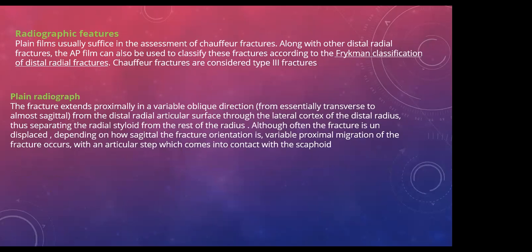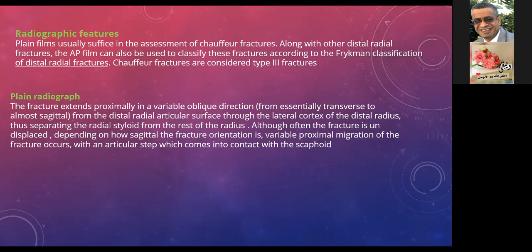Plain film is usually sufficient for assessment of Chauffeur fractures, as with other distal radial fractures. The AP film can also be used to classify this fracture according to the Fernandez classification of distal radial fractures. These fractures are considered type 3 fractures. The fracture extends proximally in a variable oblique direction, from essentially transverse to almost sagittal, from the distal radial articular surface through the lateral cortex of the distal radius, thus separating the radial styloid from the rest of the radius. Although often the fracture is undisplaced, this depends on how sagittal the fracture orientation is.